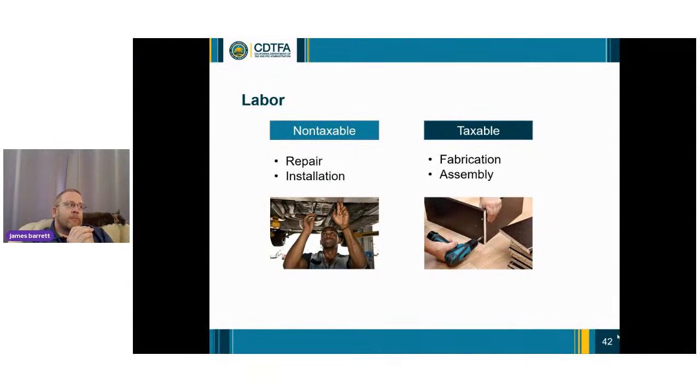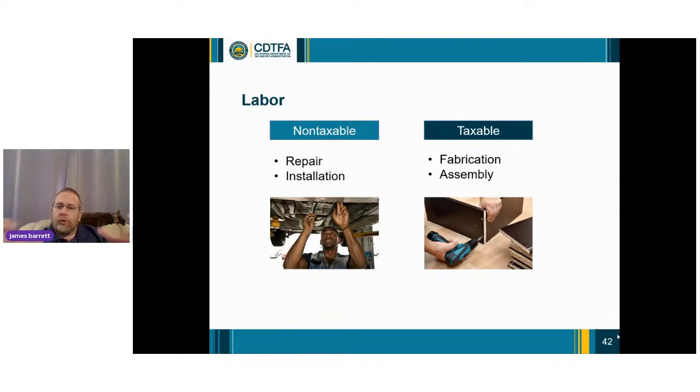All right, moving on to labor. So sales tax applies to the transfer of tangible personal property. It also applies to labor charges intrinsic to the tangible personal property, okay? So the mnemonic device is the word FAIR, F-A-I-R. Fabrication and assembly is taxable. Installation and repair is not. It breaks down like this.